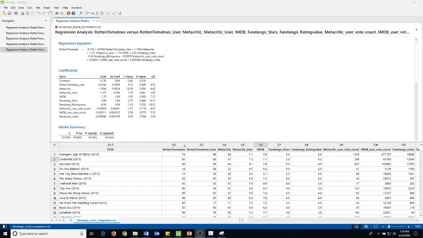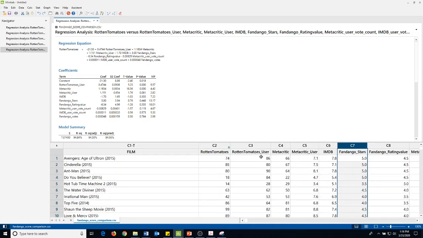What I have here is I'm going to use the backwards elimination method on the Rotten Tomatoes rating for movies. This is movies about 2015. If you look here at my different predictor variables, I have Rotten Tomatoes. This is the score Rotten Tomatoes gives, and this is the Rotten scores for a particular user. So for example, whereas Rotten Tomatoes gave Hot Tub Machine 2 a 14, which is very poor, the user gave it at least a 28.